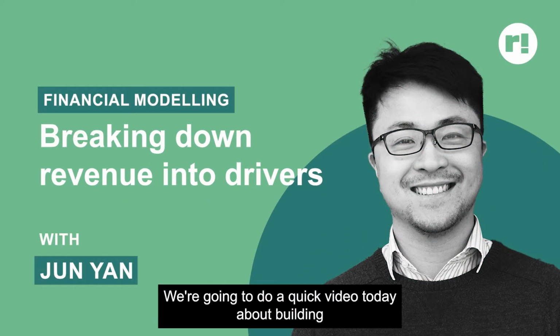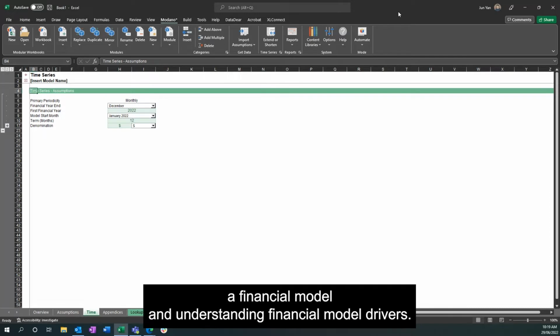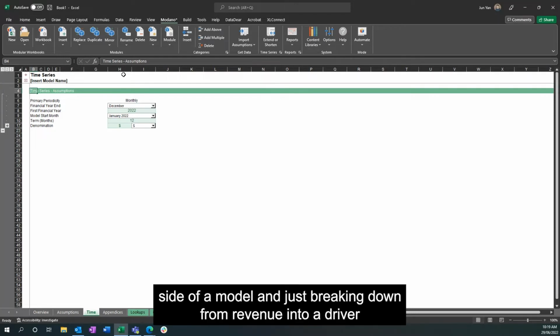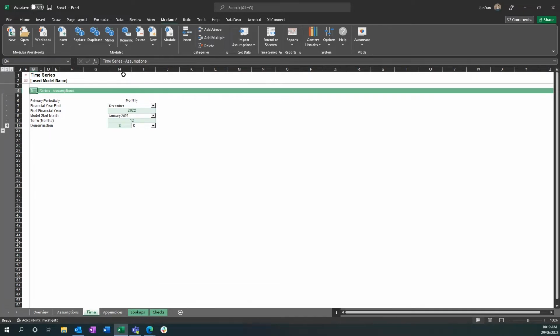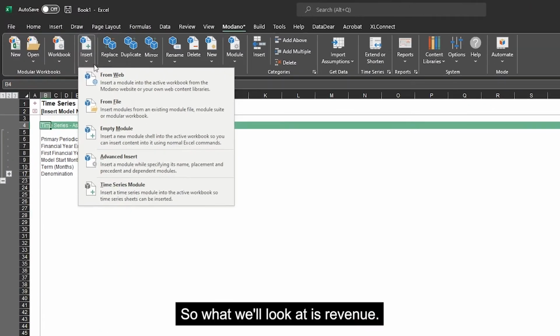Hello YouTube. We're going to do a quick video today about building a financial model and understanding financial model drivers. So we're starting with the revenue side of the model and just breaking down from revenue into a driver and understanding why that is important.